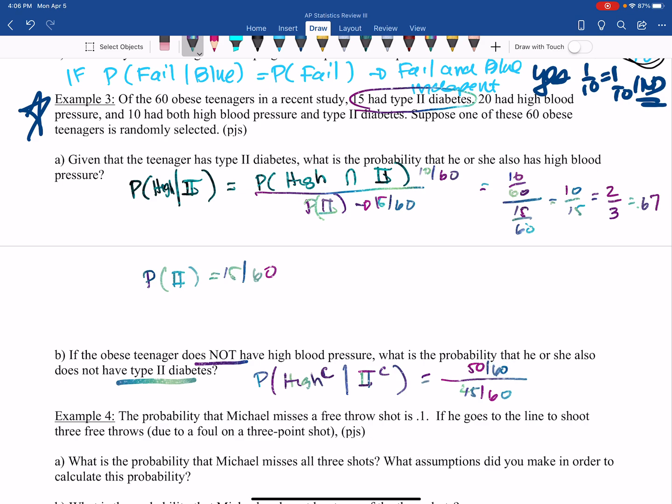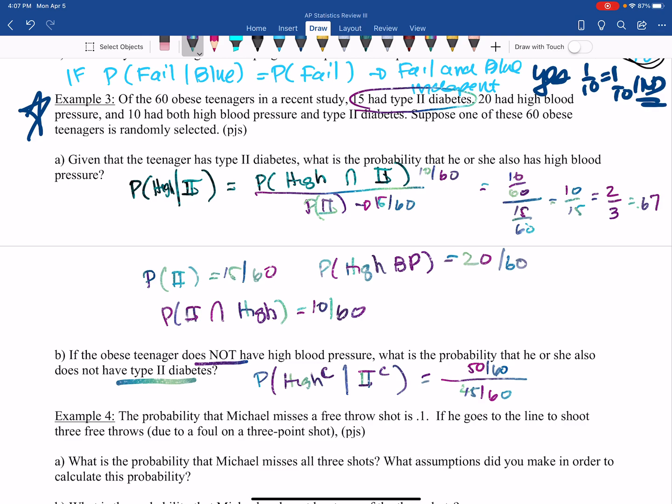No, I did something wrong. Hold on a second. I think I've messed this up. Yes, I did. All right, so let's look at the work here then. The probability that they have high blood pressure is 20 out of 60, and the probability of both is 10 out of 60.